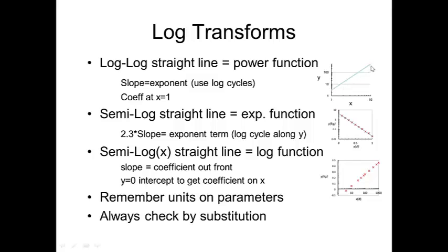The slope of this line, using log cycles, where there's one log cycle, that's one log cycle, and so this is about 2.5 log cycles over 1. That slope is equal to the exponent in the power function. So this would be y equals x to about 2.2, something similar to a parabola if we looked at this as just y as a function of x.